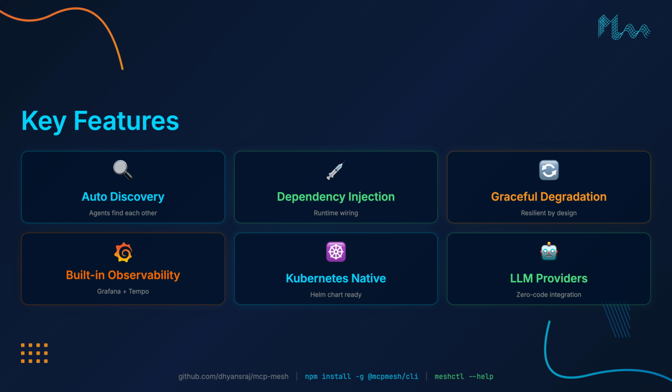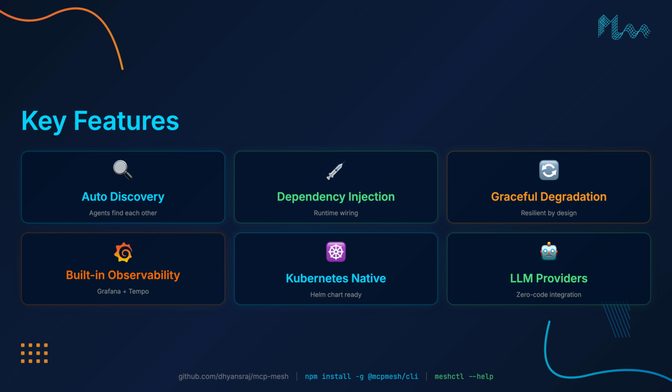Next, dependency injection. You don't wire agents together manually. Just declare what you need, and the mesh injects the right collaborators at runtime. Your agent code stays clean and focused. Graceful degradation is built in, and here's where it gets interesting. There's no single point of failure in MCP Mesh. Agent calls go directly between agents. They're not proxied through the registry. So even a registry outage doesn't affect running agents.